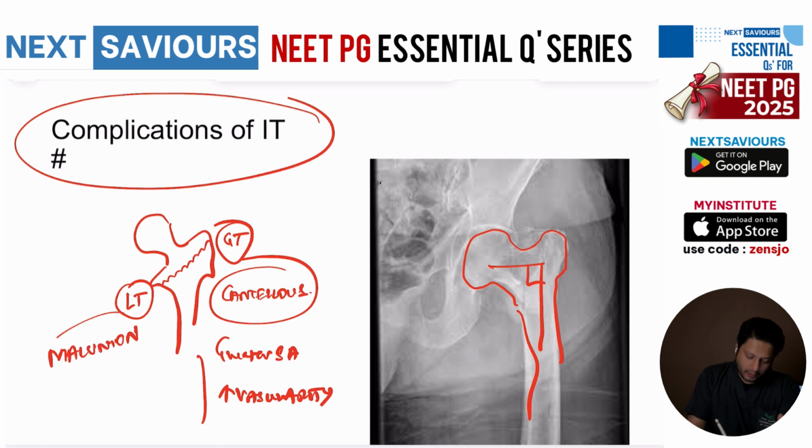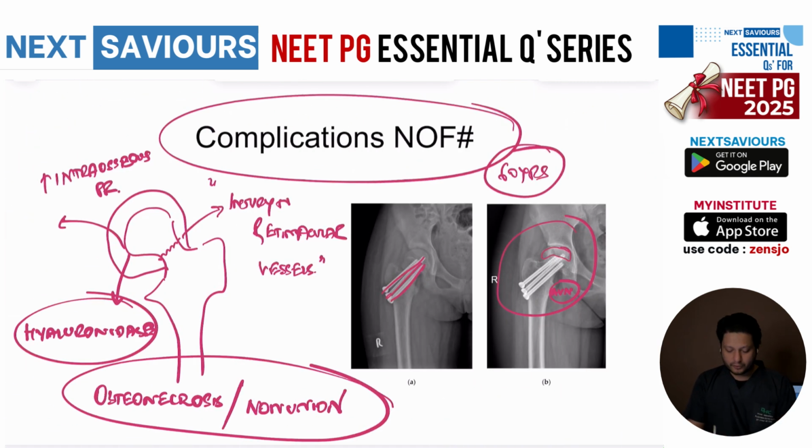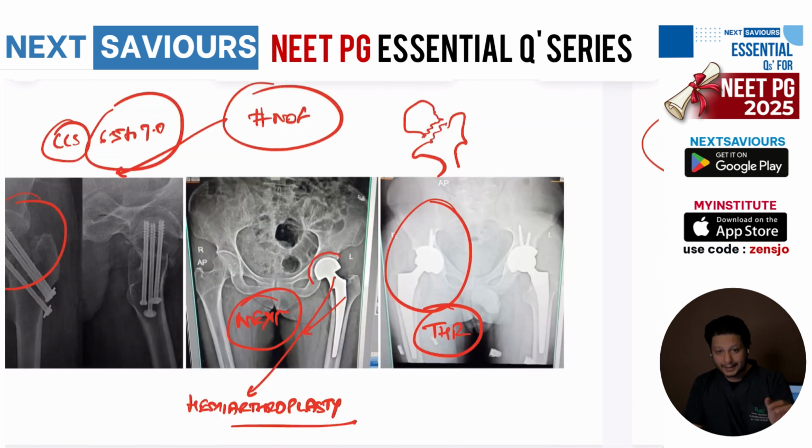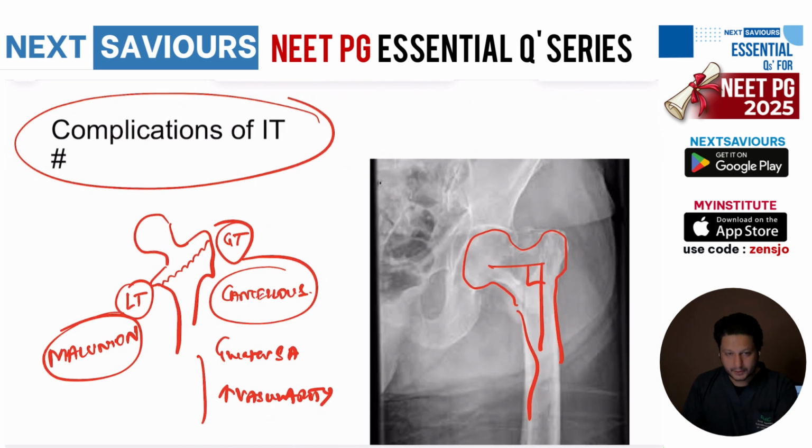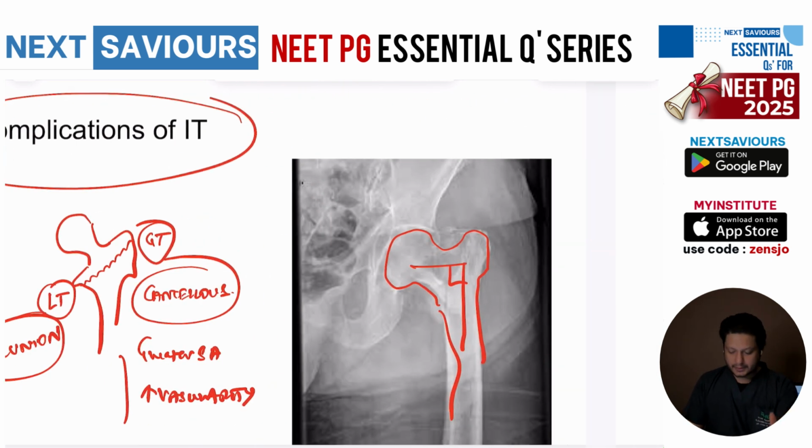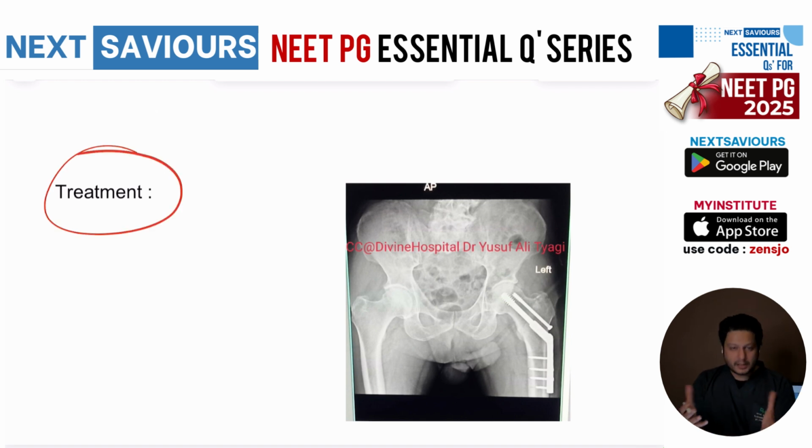Malunion. You see, what were the complications in fracture neck of femur? It was non-union and osteonecrosis. Here it is malunion, which is a common complication in case of IT fractures. Then what is the management? Obviously, you just have to reduce the fracture. In the most apt position, most probable position, you have to reduce the fracture. And how is it achieved? By closed reduction internal fixation.